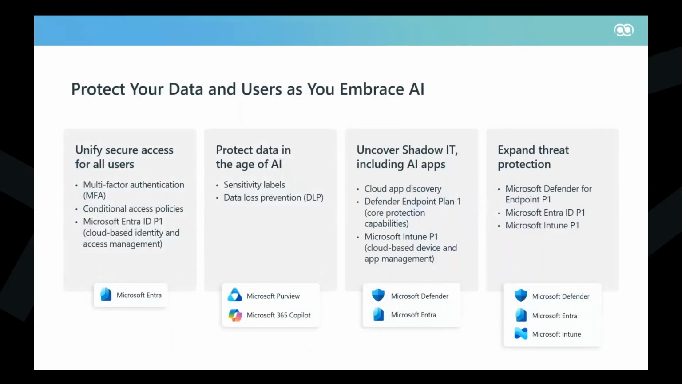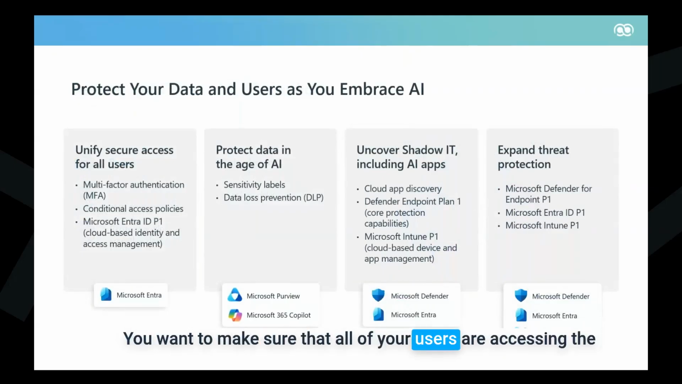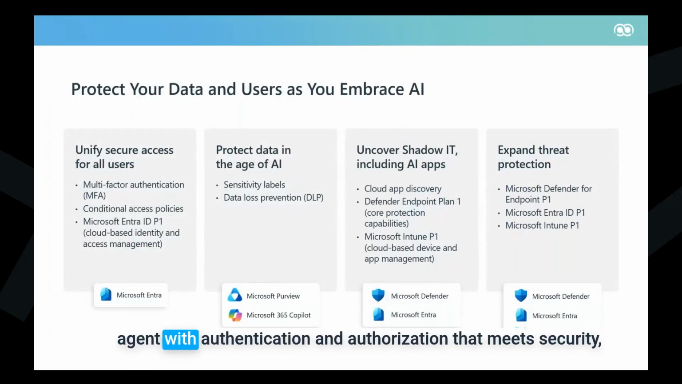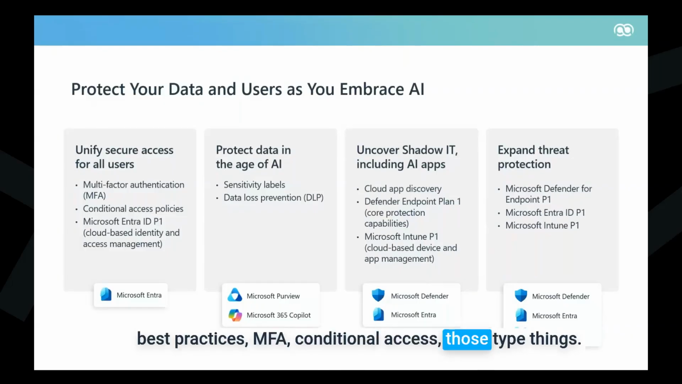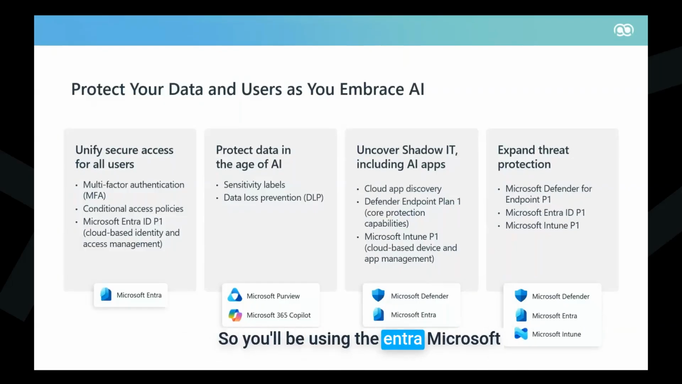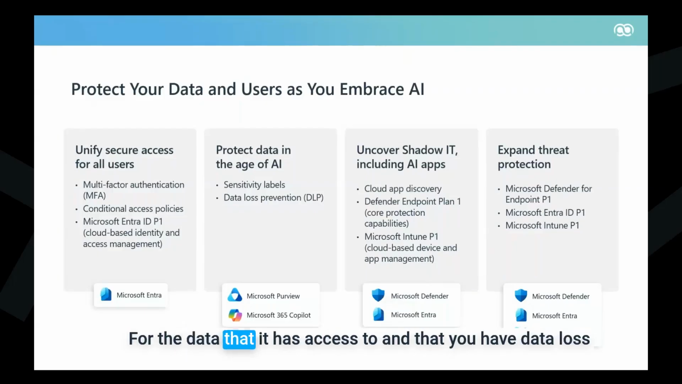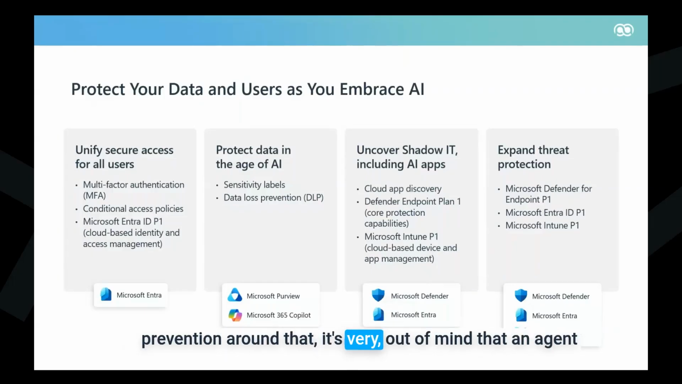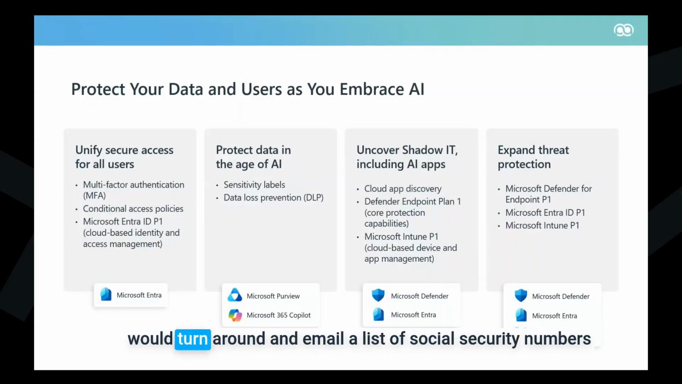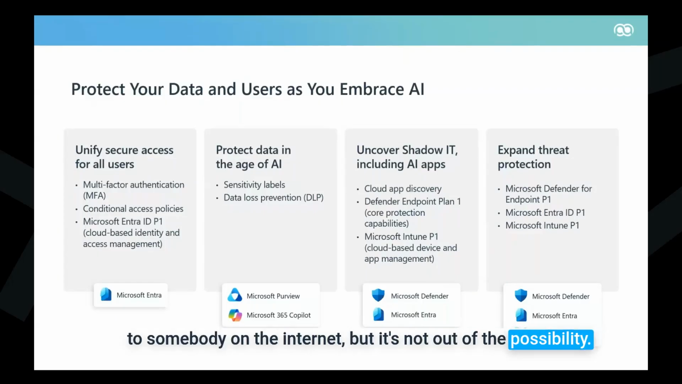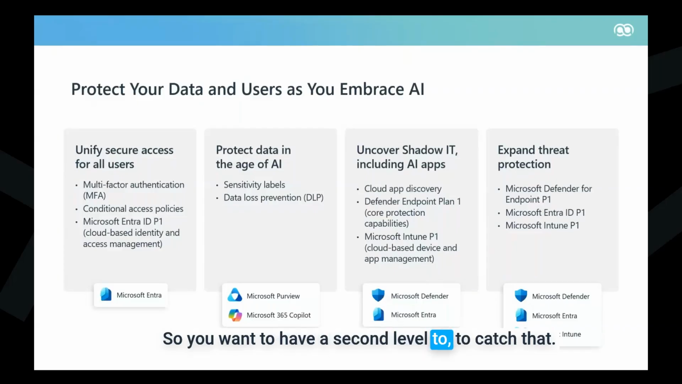So to wrap this up, you want to make sure that all of your users are accessing the agent with authentication and authorization that meets security best practices: MFA, conditional access, those types of things. So you'll be using Microsoft Entra with Copilot, Entra P1. You also want to use sensitivity labels for the data that it has access to, and have data loss prevention around that. It's very unlikely that an agent would turn around and email a list of social security numbers to somebody on the internet, but it's not out of the possibility. So you want to have a second level to catch that.